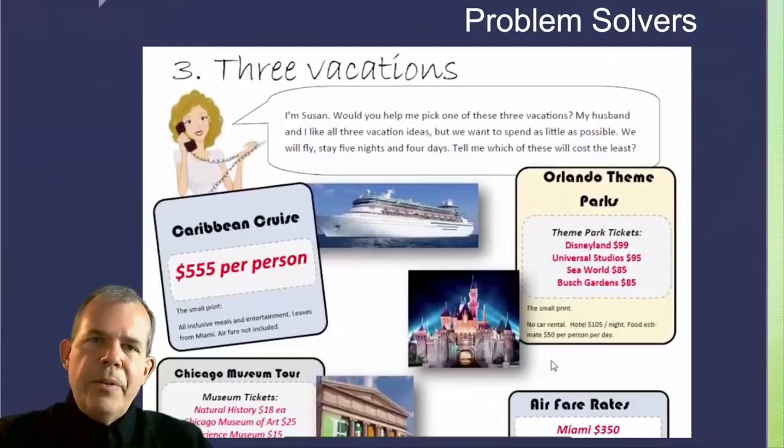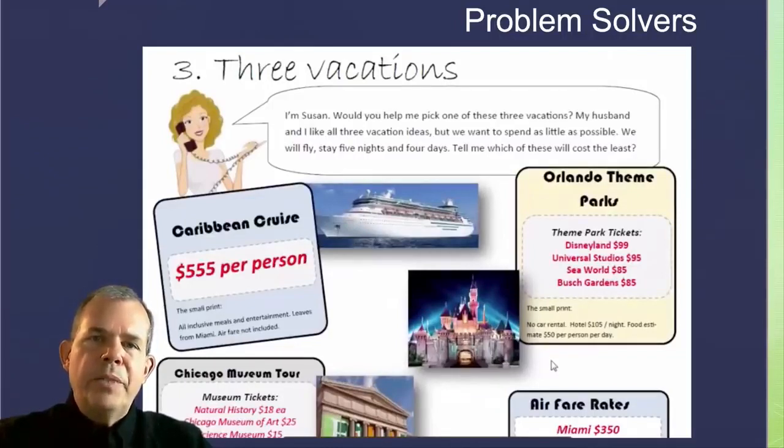In this section, we're going to talk about problem solving. And so you can see that Susan in front of us has a problem. She wants to take a vacation and wants to spend as little amount as possible. And so our options are to go on a Caribbean cruise, go to Orlando, or go to Chicago.